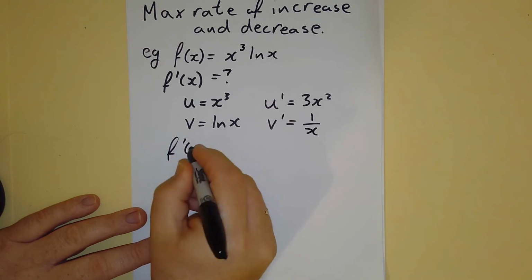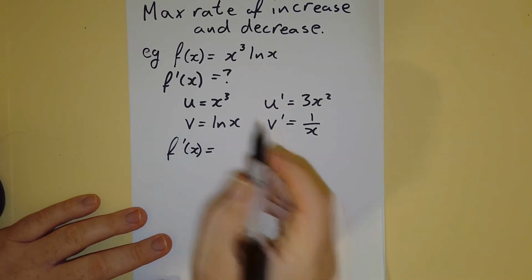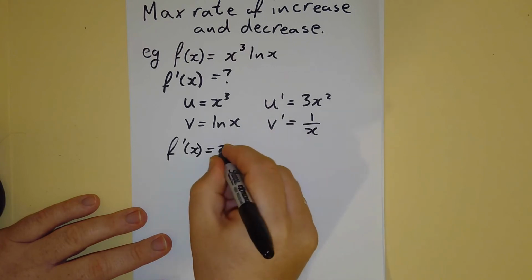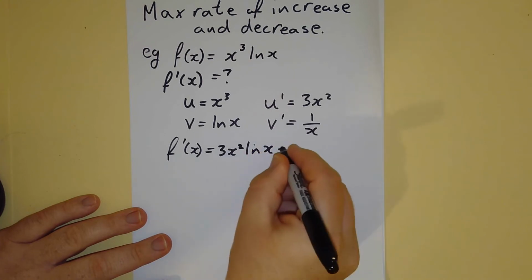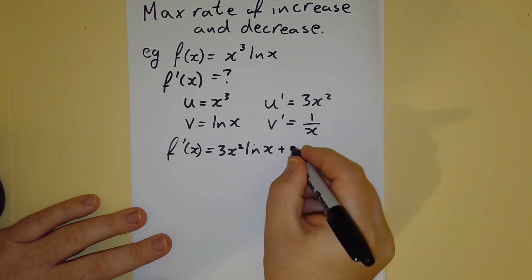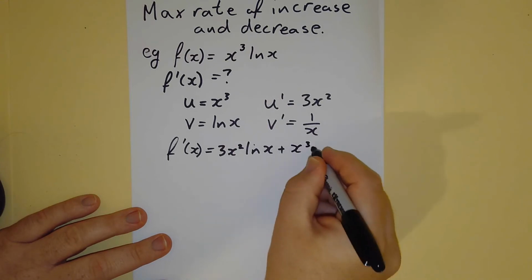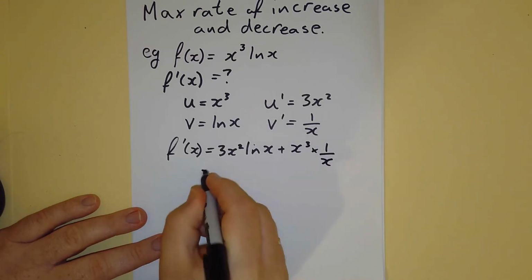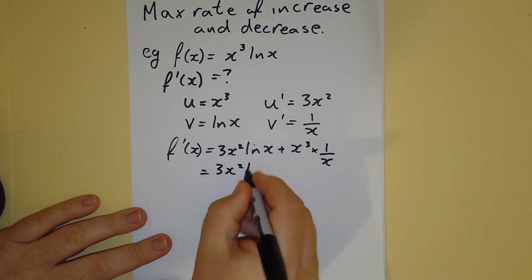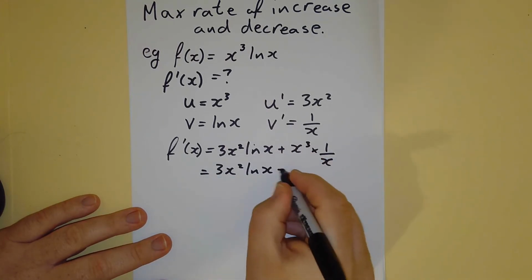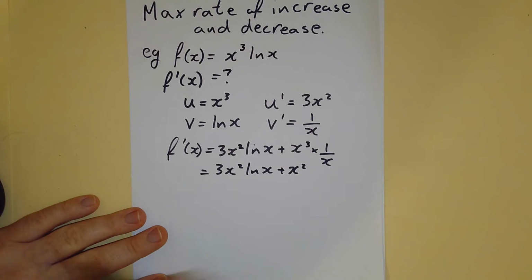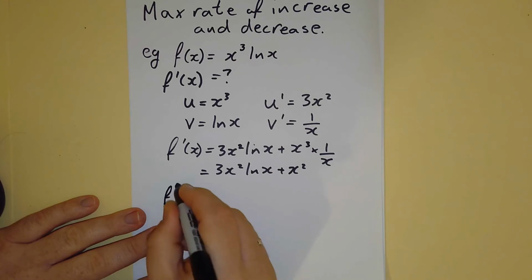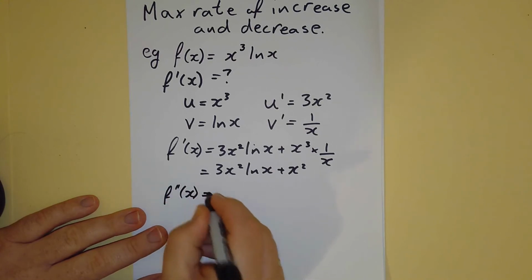So now I can put my f dash of x together, and it's going to be u dash v, so 3x squared ln x, and then u times v dash. Just clean that up a little bit. So here we get to cancel. All right, so that's given us our rate of increase and decrease. So to find the max, I'm going to want to do the second derivative, make that equal to 0.